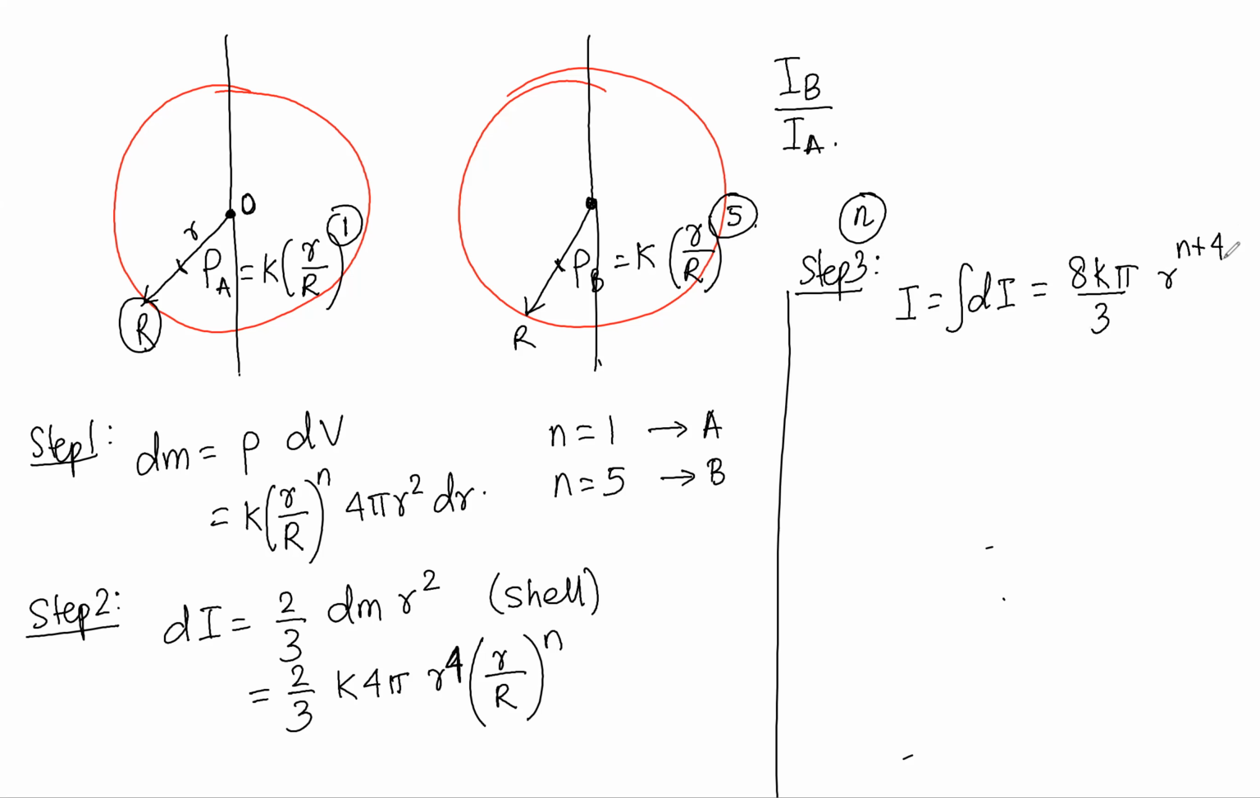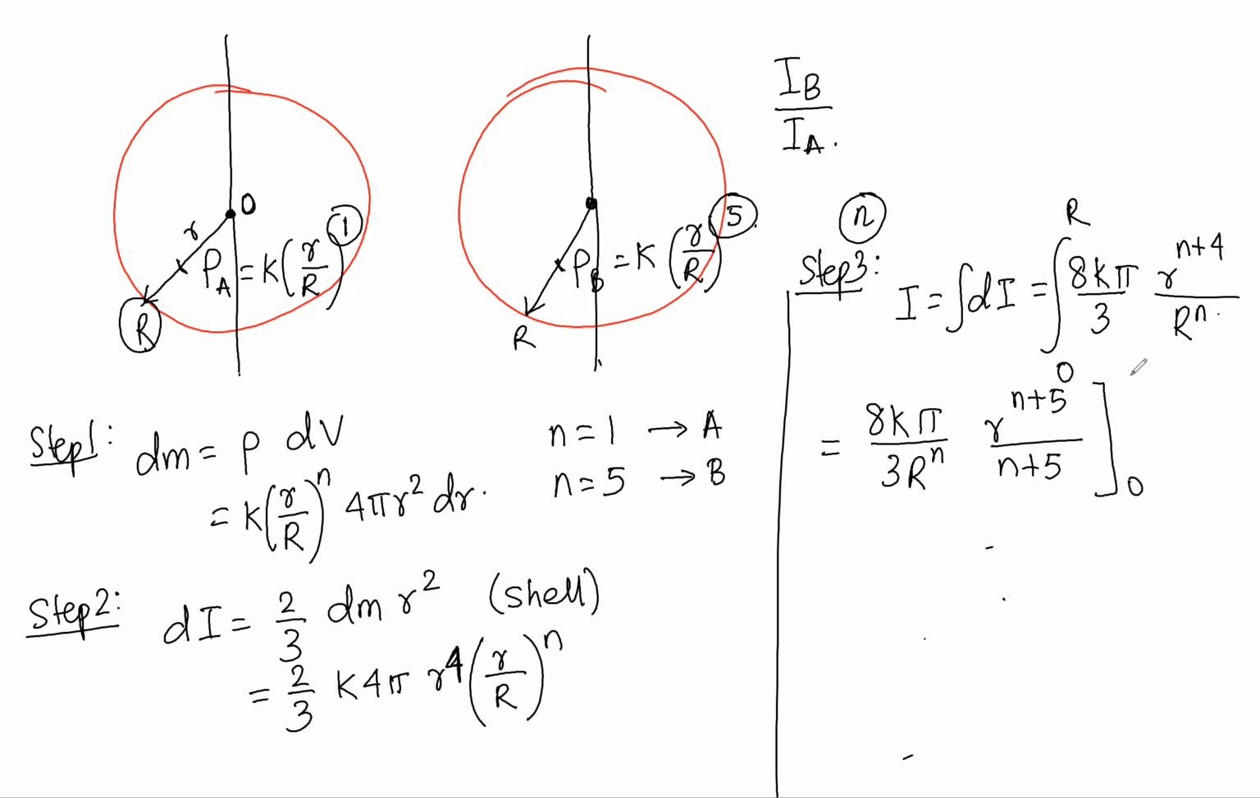8k pi by 3, r to the power n plus 4 divided by capital R to the power n. You have to integrate this from 0 to R. Okay? So what will you get? 8k pi divided by 3R to the power n. They are all constants. r to the power n plus 5 divided by n plus 5. You go from 0 to R.